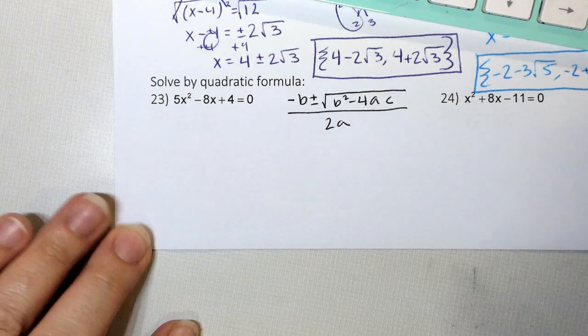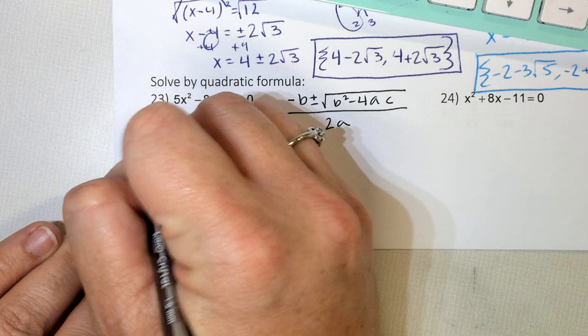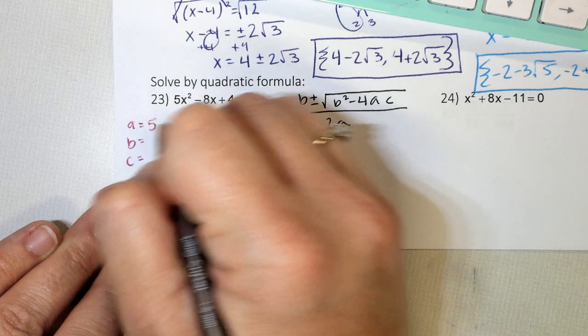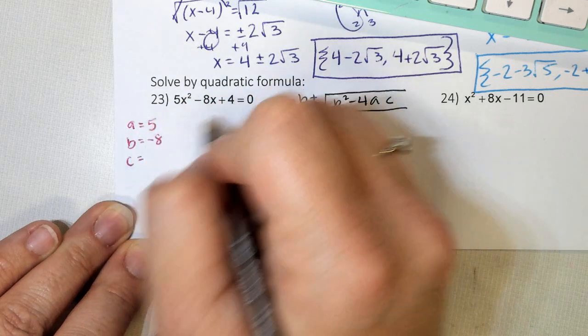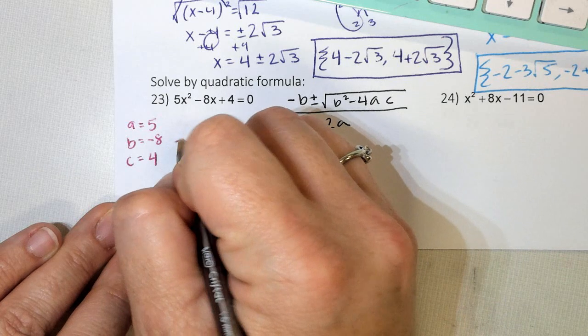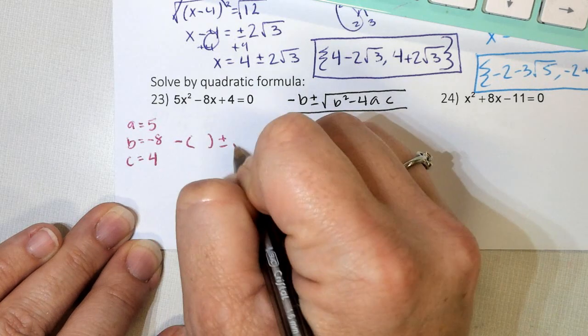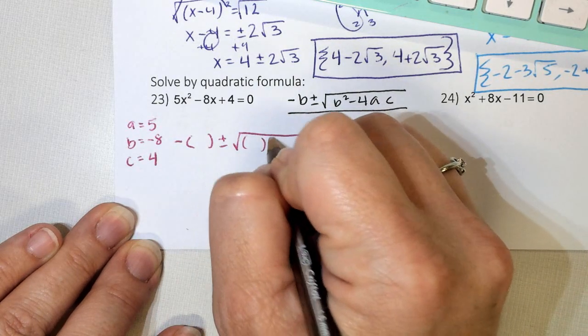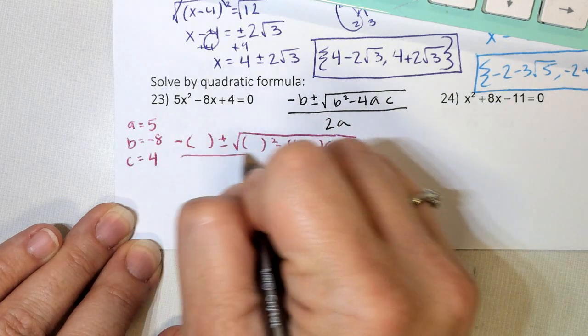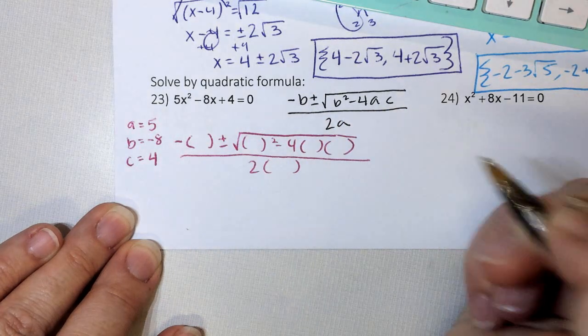So we know we had to find a, b, and c. A is 5, b is negative 8, c is 4. And I have to plug it in. So I'm going to build, remember what I used to call the skeleton. So negative b plus or minus square root b squared minus 4 times a times c, all over 2a.